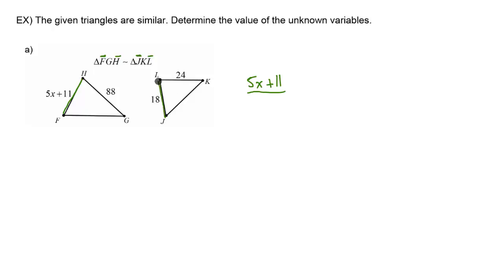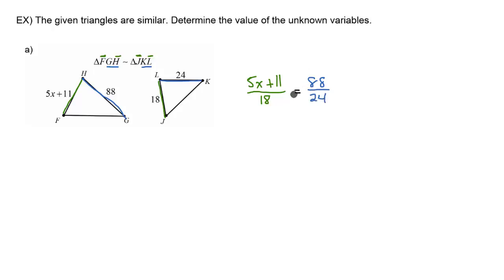So that's going to be the corresponding side over here. JL, which is a value of 18, is going to go on the bottom. Now I'm going to take my other side, which is HG, and that's going to be 88, and I match it up with the other side over here. As you can see, HG or GH is the middle and third letter. So we're going to go with KL here, which is this length, and that's going to be 24.